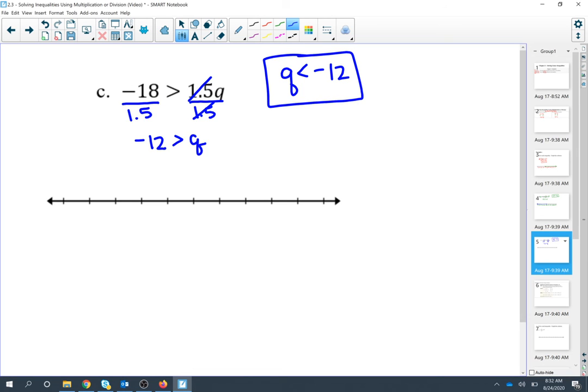I'm going to label my number line. So this time, let's say -12. This would be -11. This would be -10, -9, -8, -12, -13, -14, -15, -16. So if you don't want to number each and every one, that's fine. You can count by twos. Less than -12. So open dot because there's no equal to. And then it says less than. So we're going to shade to the left.